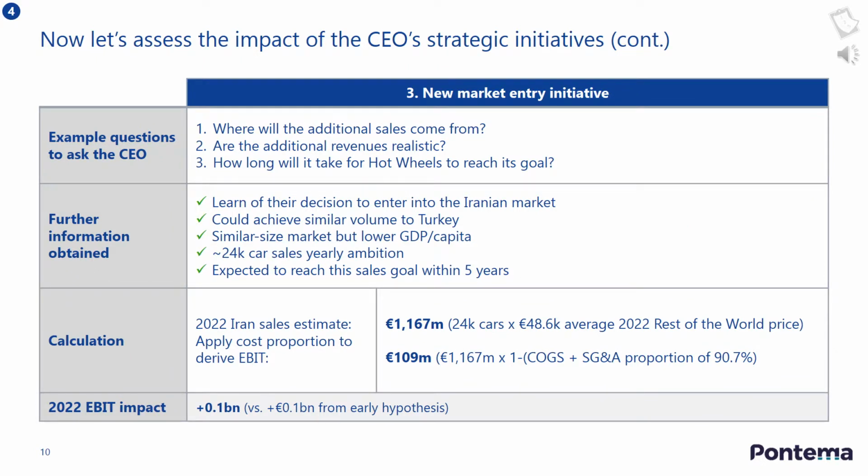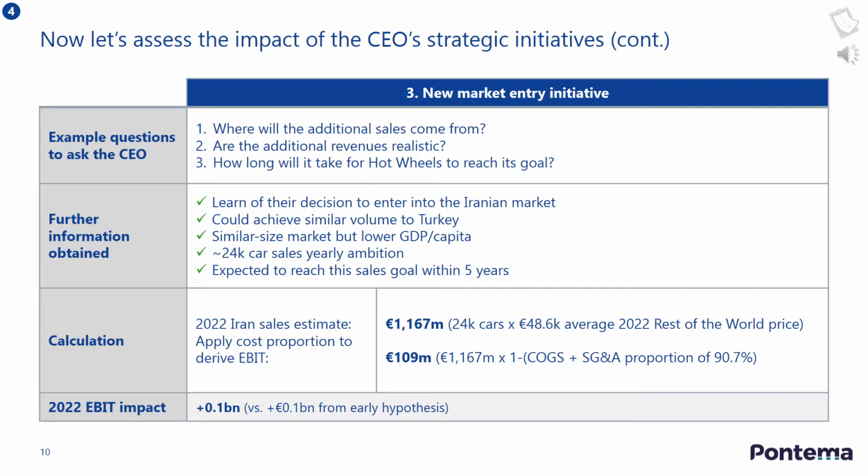And finally, to incorporate the third market entry initiative, you could obtain further information about the specific market Hot Wheels wanted to enter. In this case, the plan was to enter into the Iranian car market and achieve approximately 24,000 car sales per year within 5 years.